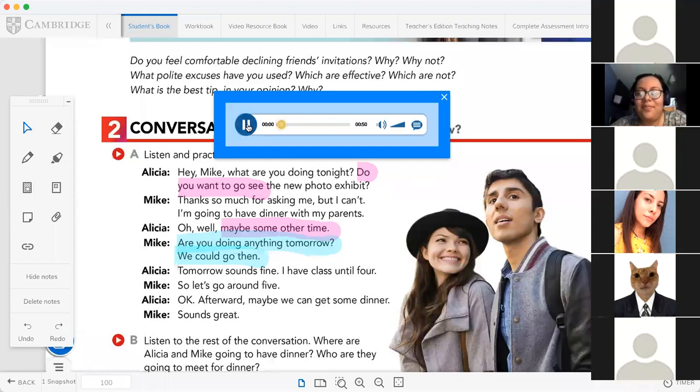Page 100. Exercise 2. Part B. Listen to the rest of the conversation. Where are Alicia and Mike going to have dinner? Who are they going to meet for dinner?